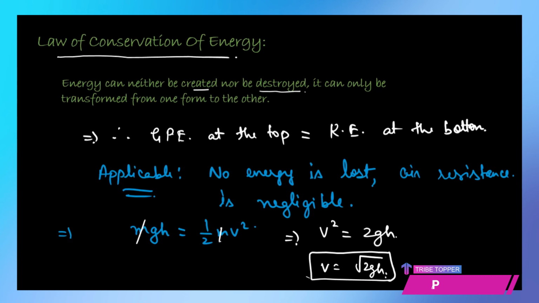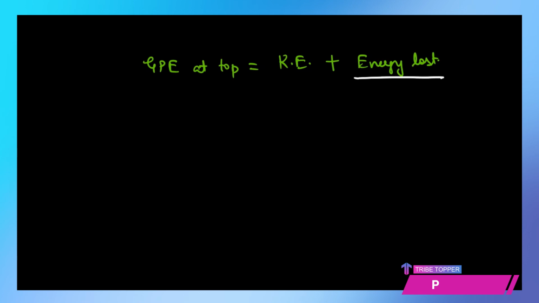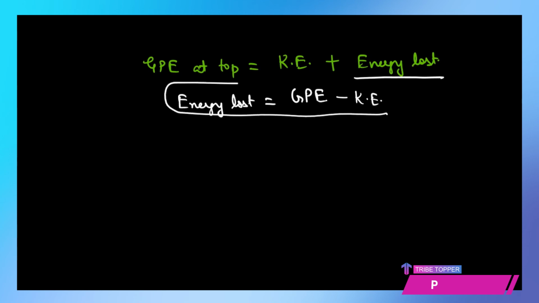Because they might ask you sometimes questions where they also say the kinetic energy at the bottom is not the same as the gravitational potential energy at the top. That means in such a case, your gravitational potential energy at the top would be equal to the kinetic energy at the bottom plus the energy that has been lost. So if in the question it is asked, find the energy lost, how can you find that? Simple. Energy lost will be equal to whatever gravitational potential energy existed at the top, from which you subtract the kinetic energy if you know. Mostly this energy is lost in the form of heat and sound.